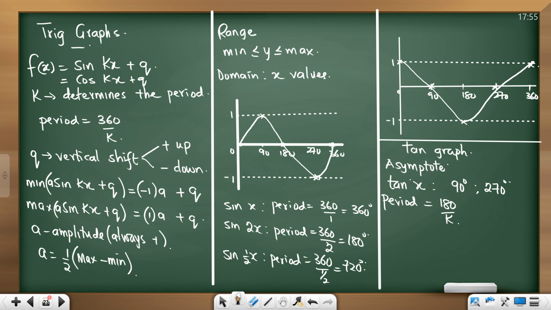And the period is also the distance between two asymptotes. The asymptote tells you it's an error. The graph does not what? Exist at that point. The graph doesn't exist at that point.